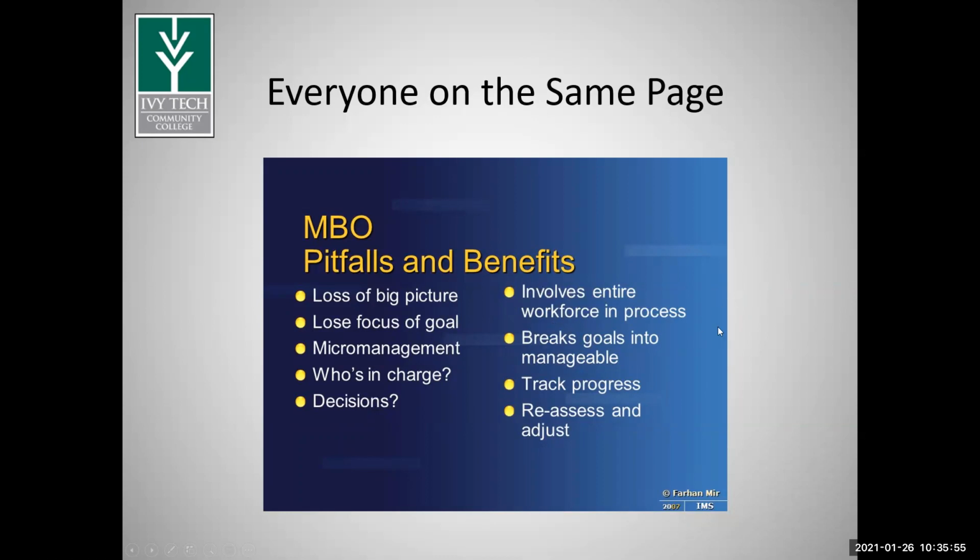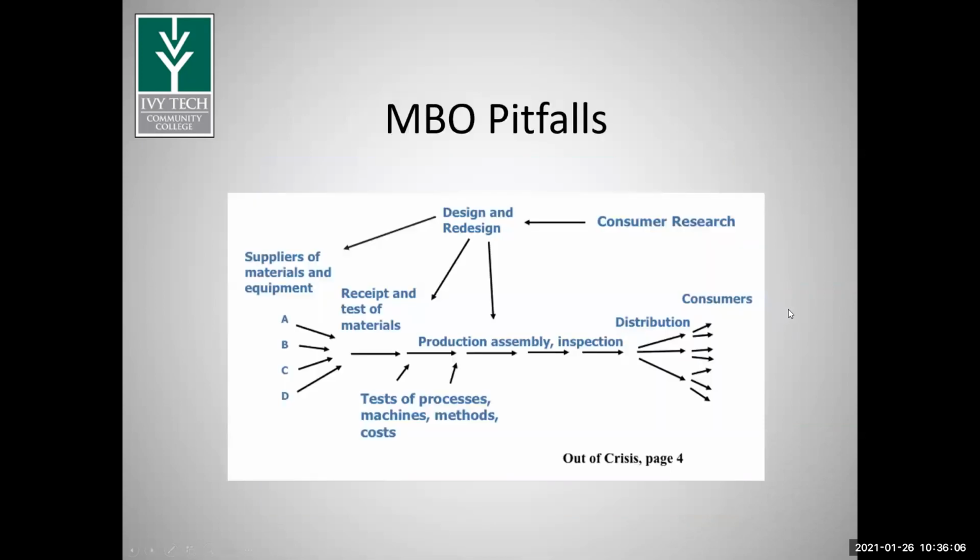On the other hand, you can involve the entire workforce. You can break things up into manageable pieces, and it's a way of tracking progress. So you have that. You just have to worry about it. This is from Deming's Out of the Crisis, and the point of this, which speaks to what you need to overcome with an MBO program, is that you have to look at the entire organization. You have to look at the entire supply chain, because if I'm going to optimize production, is distribution going to be able to handle it?